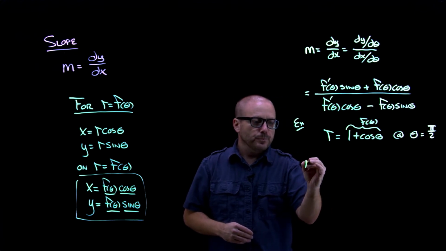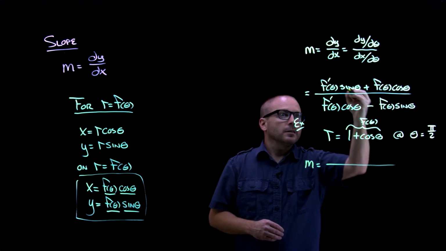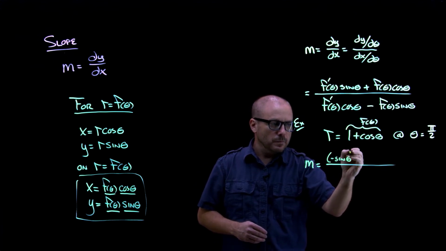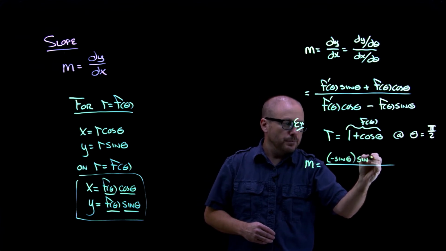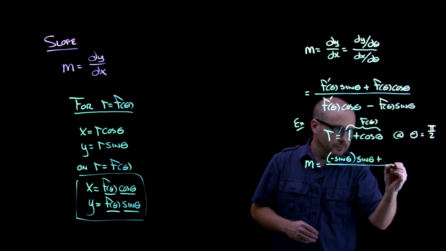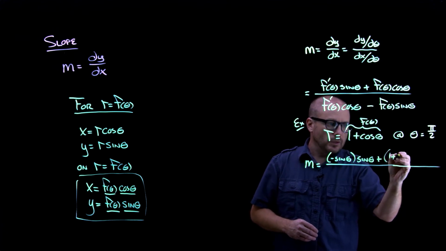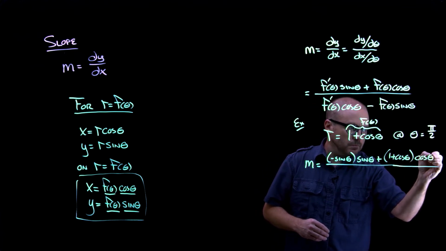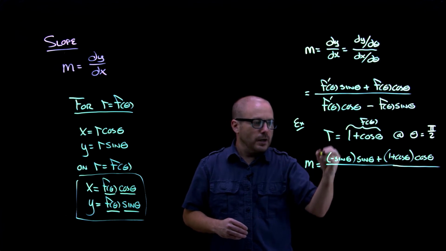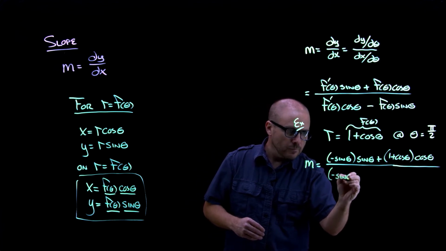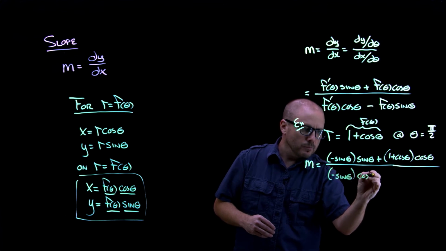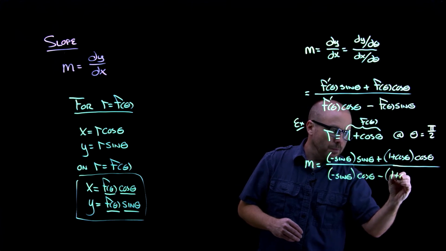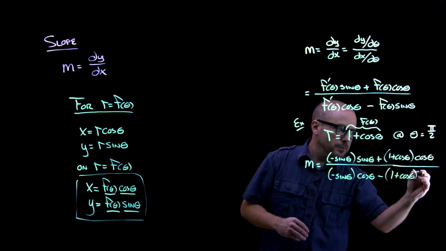So the slope: f prime would be negative sine, times sine, plus the function, 1 plus cosine, times cosine. And then f prime, so negative sine again, times cosine, minus the function, 1 plus cosine, times sine.